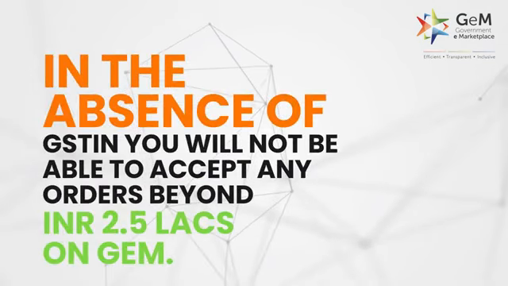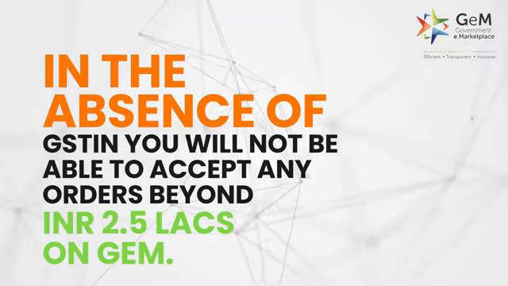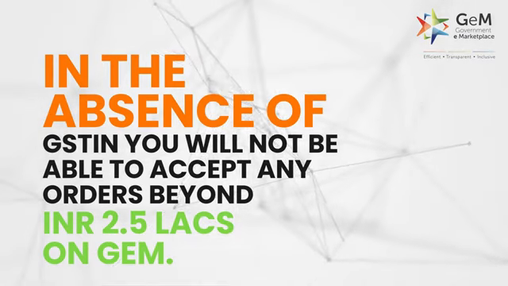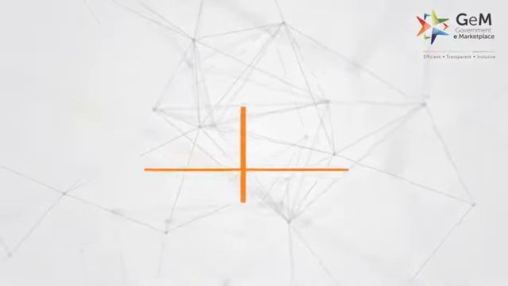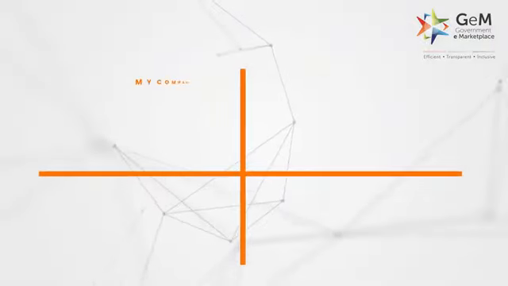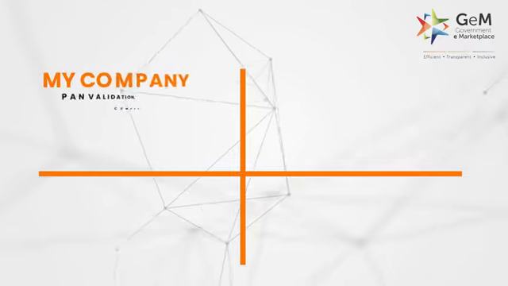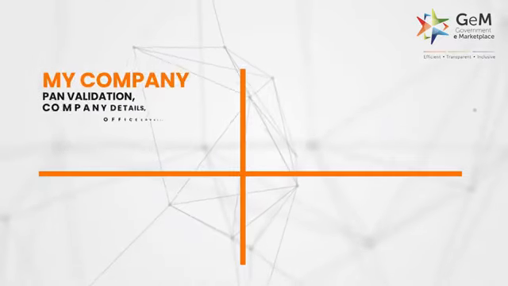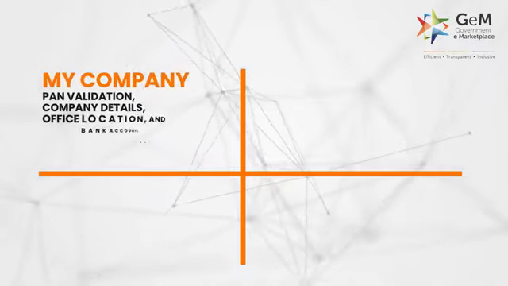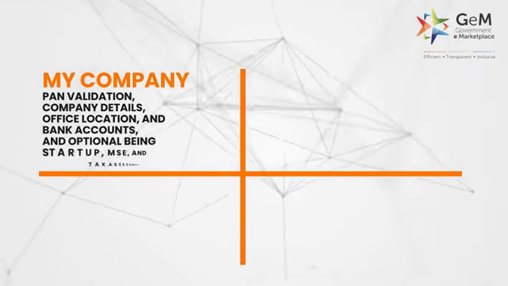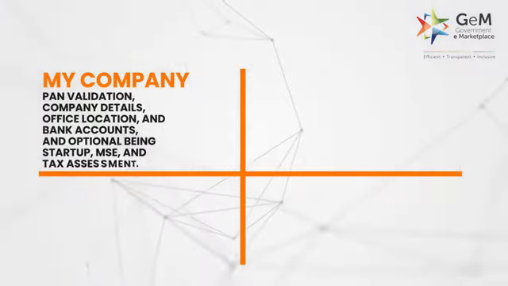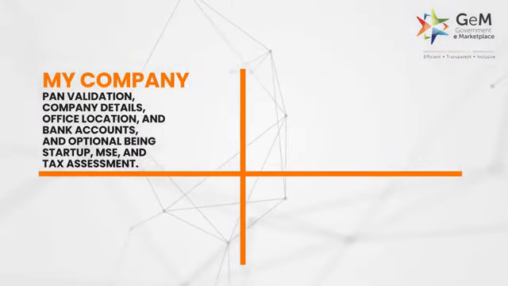Please note that in the absence of GSTIN, you will not be able to accept any orders beyond INR 2.5 lakhs on GeM. Your profile will be divided into 4 sections. First section, My Company, with required fields of PAN validation, company details, office location and bank accounts, and optional being Startup, MSE and Tax Assessment.